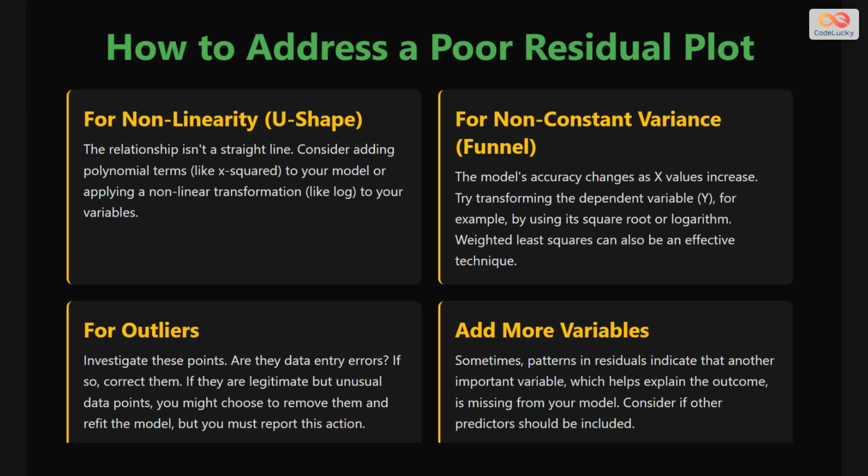When you see these patterns, you need to take action. For a nonlinear, U-shaped pattern, you might need to add more complex terms to your model or transform your variables. For a funnel shape, you might try transforming your outcome variable. For outliers, you should investigate them to see if they are errors. And sometimes, a pattern simply means you need to add more relevant variables to your model.